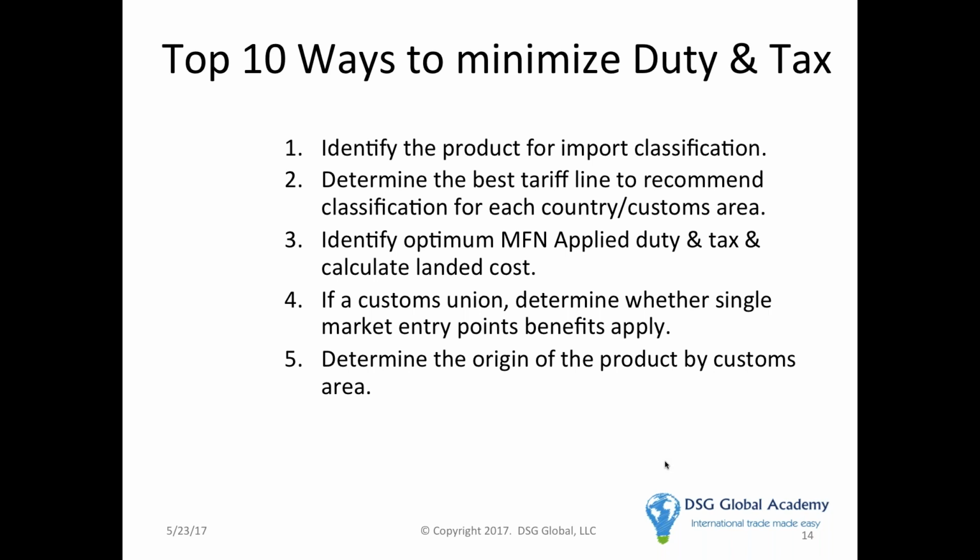Number 5 talks about the origin of the country of the product. Try to find out if there's a free trade agreement. If you're importing into the United States or say exporting, there's over 20 countries we have free trade agreements with. Could be Australia, Bahrain, Israel, Chile.